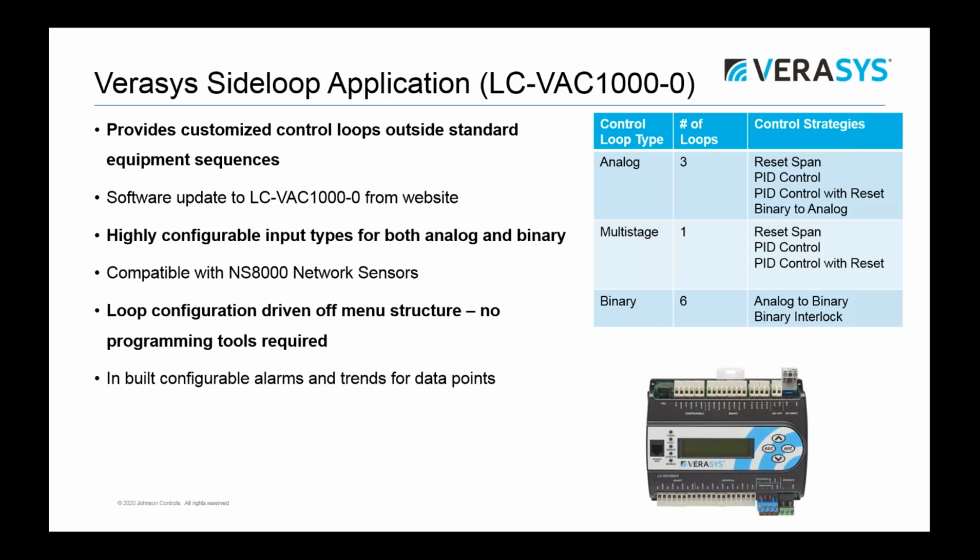On the right there, we show you some of the different loops that we can do, from reset loops to PID loops, and analog to binary type integration. So you can customize your loops. Again, the software updates you would download to a VEC 1000. It's configurable with any types, both analog and binary, and the configuration is actually driven off a menu structure. Again, remember, there is no software to buy here with Verasys.